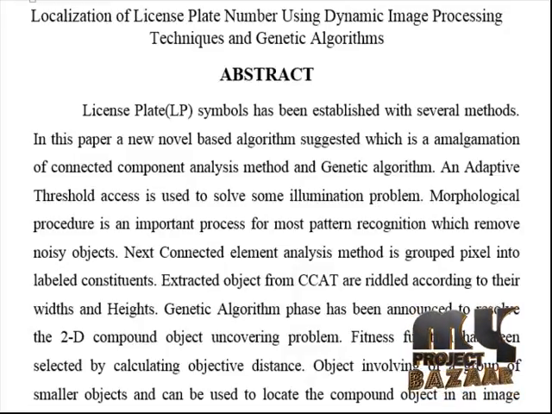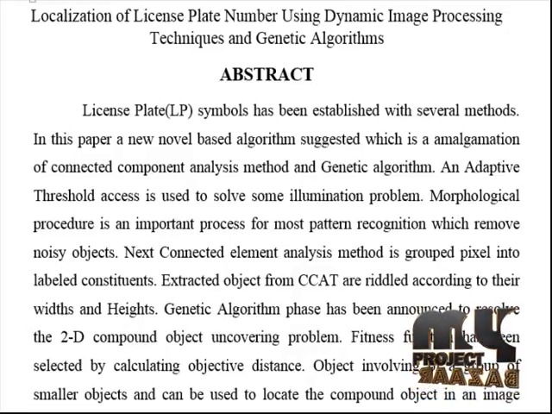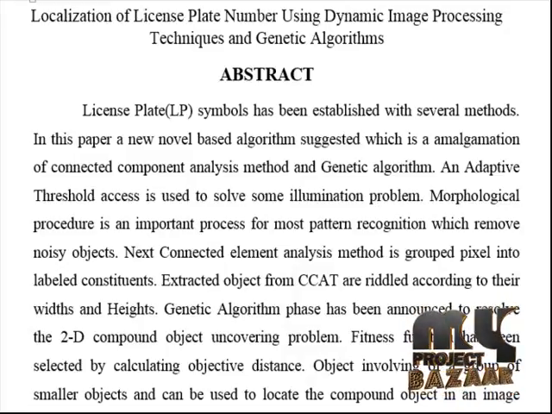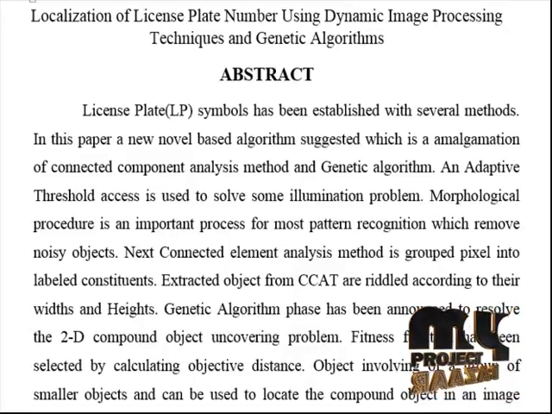The fitness function has been selected by calculating objective distance. An object involving a group of smaller objects can be used to locate the compound object in an image, given that the GRM values are nearly fixed. In this paper, a survey on license plate localization is presented. Automatic license plate recognition is to extract vehicle license plate information from an image or a sequence of images.